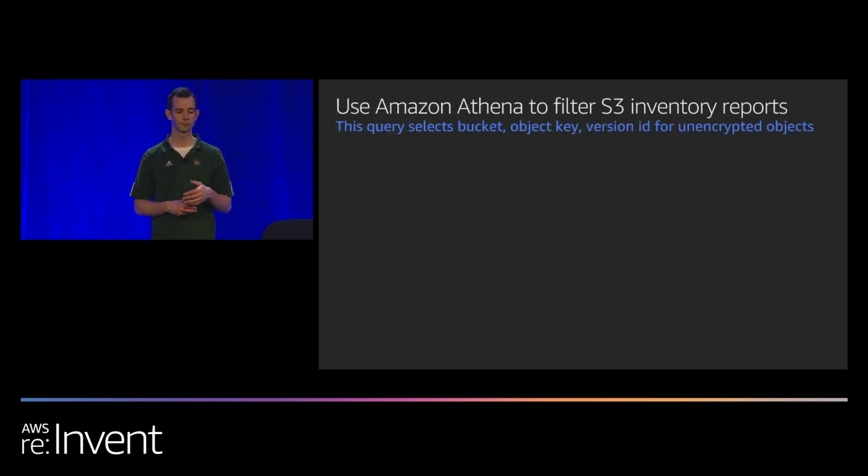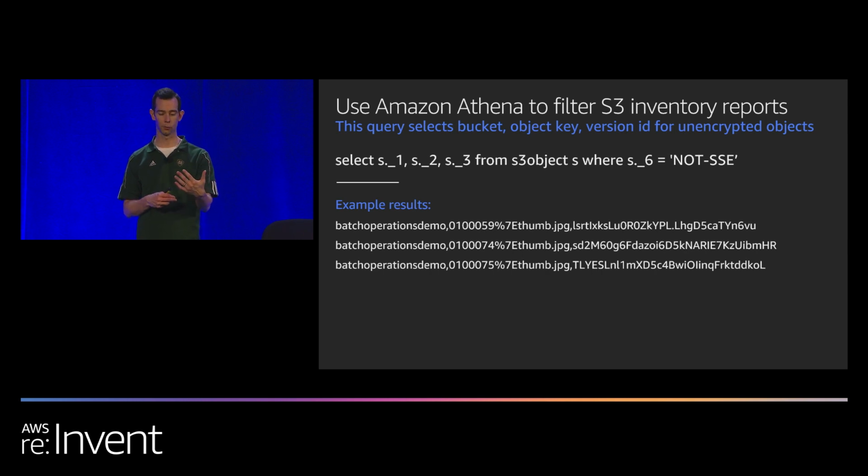And when you want to better understand that report, you can use Athena. So Athena is a query service. It will then query that inventory report. It can help you answer questions like this one, which is, show me all the objects that are not encrypted in this bucket.